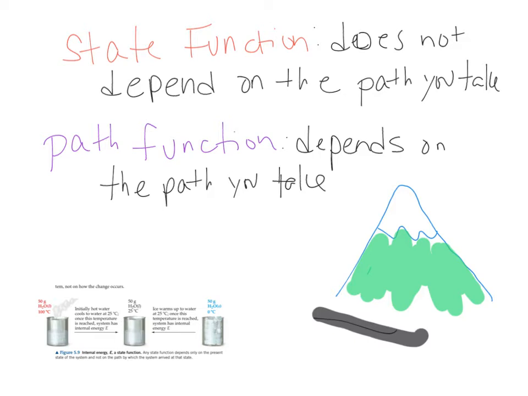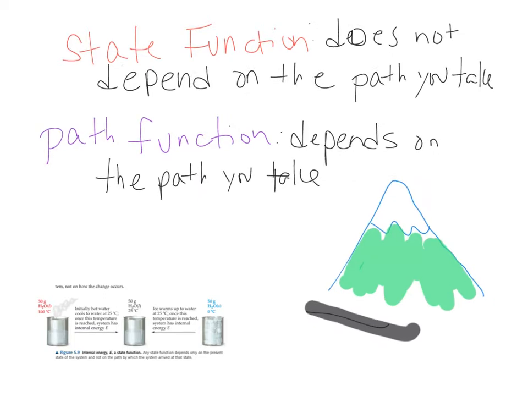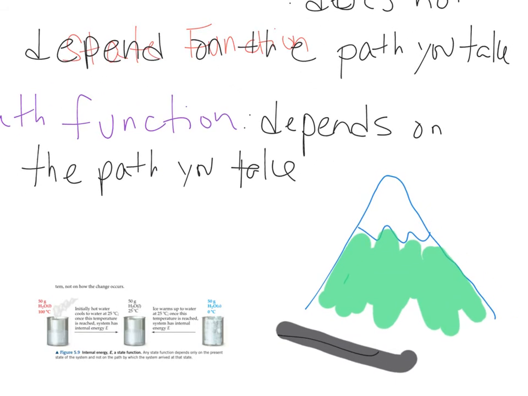Okay, now we're going to talk about something called state functions and path functions. These are weird vocabulary words, but don't worry about it. We'll figure them out. So a state function just means something you can measure that does not depend on the path you take. A path function is something you can measure that does depend on the path you take. So we're going to use a mountain as our first example. I'll make my mountain a little bigger if I can.